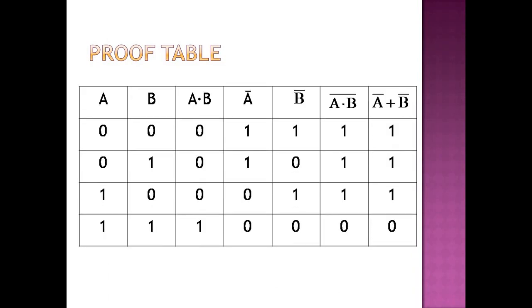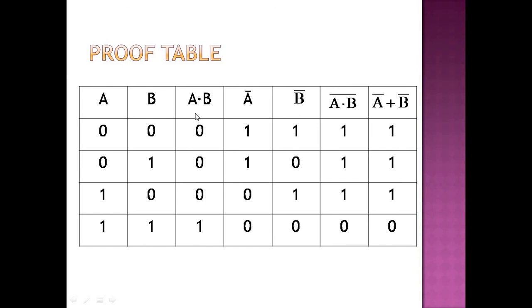Here we have a proof table. We consider that A and B are the two inputs, and those inputs have the combinations 0 0, 0 1, 1 0 and 1 1. Now we make the AND operation of A and B.